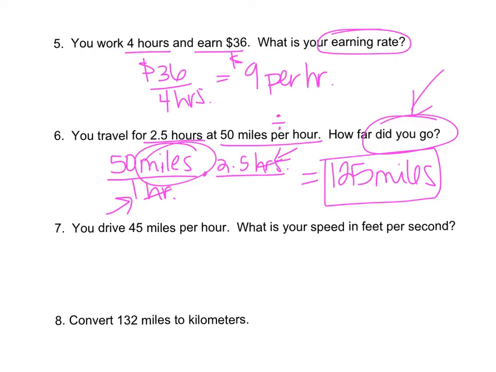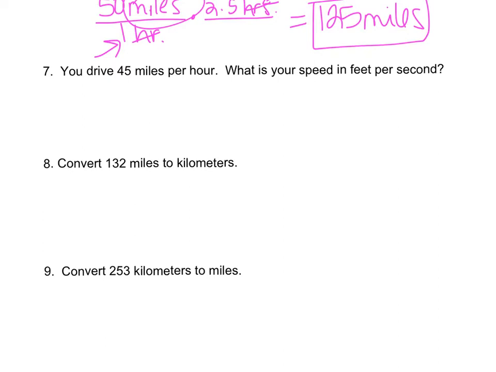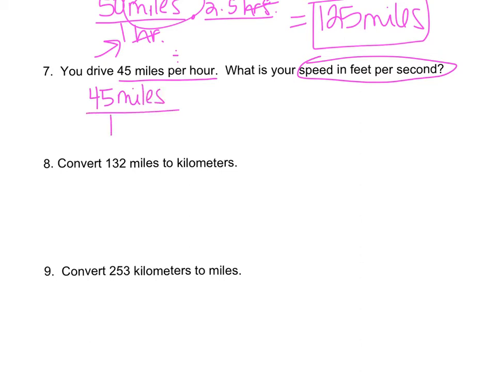All right, let's look at 7. You drive 45 miles per hour. What is your speed in feet per second? So we're having to go from miles to feet, but also hours to seconds. So this is a multi-step problem here. That's why it's important that you set up your ratios and then see where the units are going to cancel out. So remember when I said that when there's a per, you're going to divide it, set up a ratio. 45 miles per hour, so divided by 1 hour. And then all your other ratios, you're going to be multiplying them together.